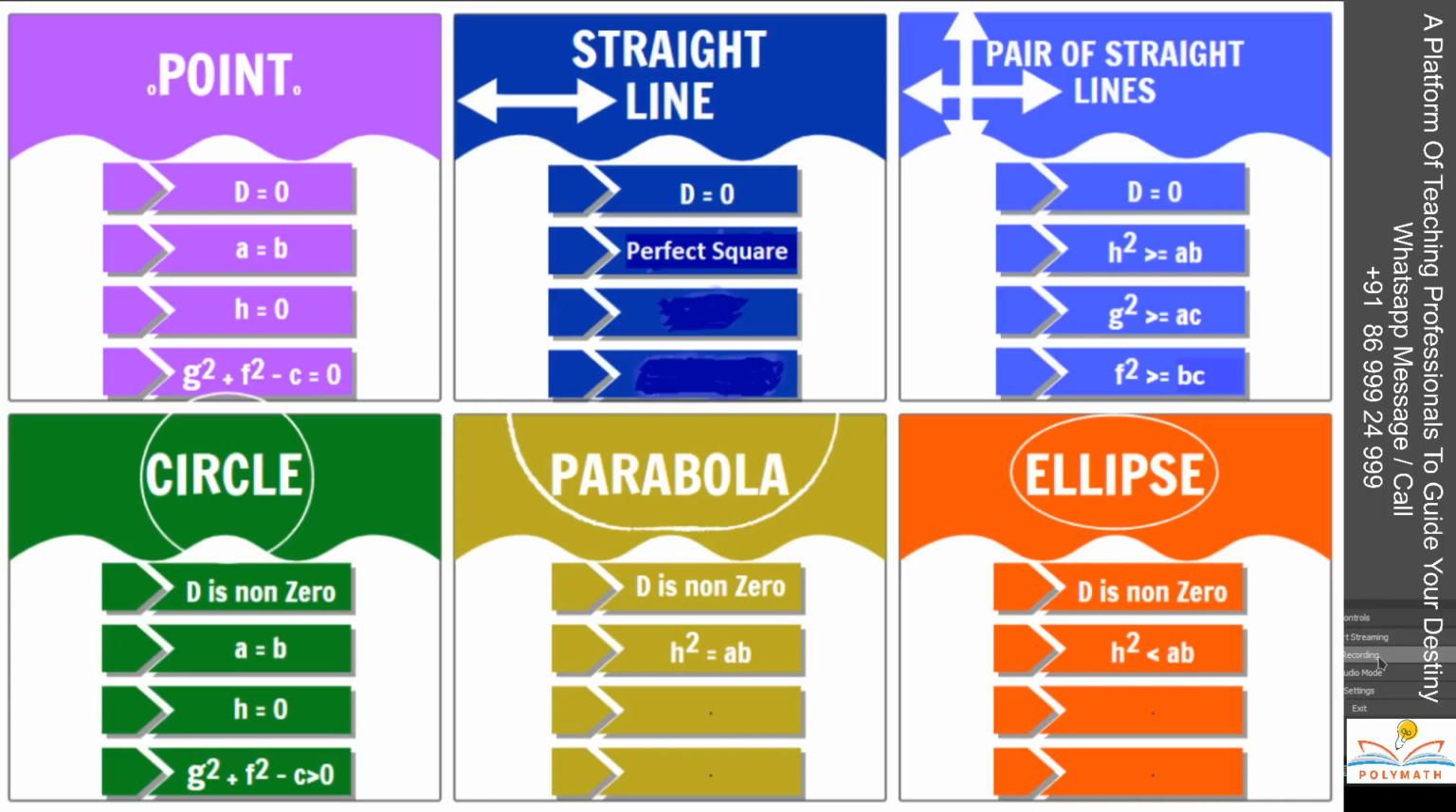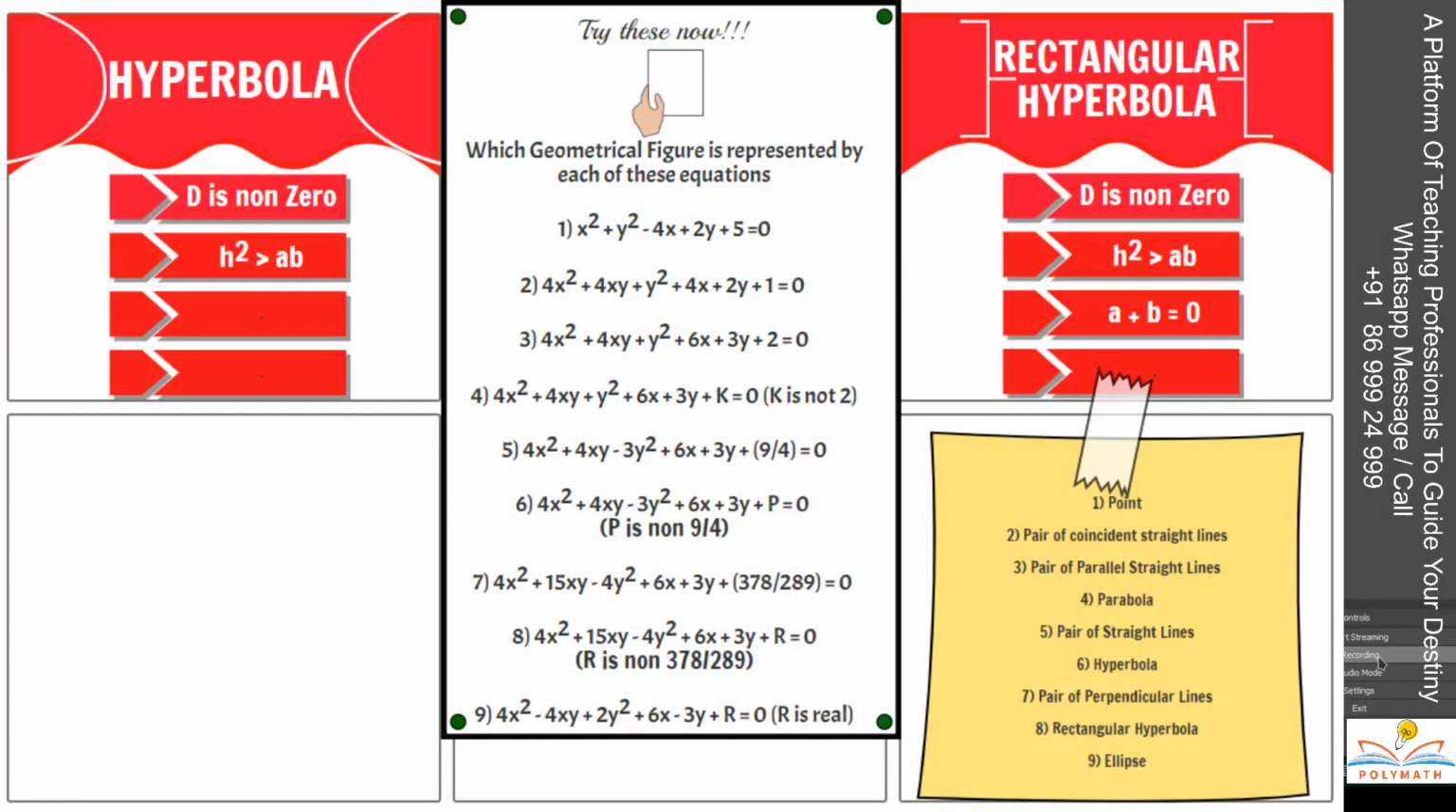Observe carefully. Only for ellipse, there is no clash. If H square is less than AB, it is compulsory an ellipse. If you observe carefully, for the above 3, point, straight line, pair of straight lines, D is 0, and for the below 3, circle, parabola, ellipse, D is non-zero. Hyperbola and rectangular hyperbola: D is non-zero and H square is greater than AB, then it is compulsory a hyperbola. If it is to be a rectangular hyperbola, A plus B must also be 0.